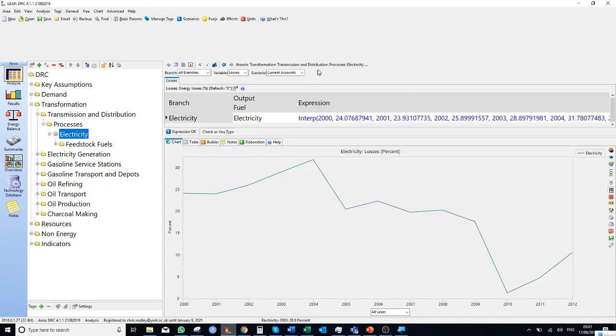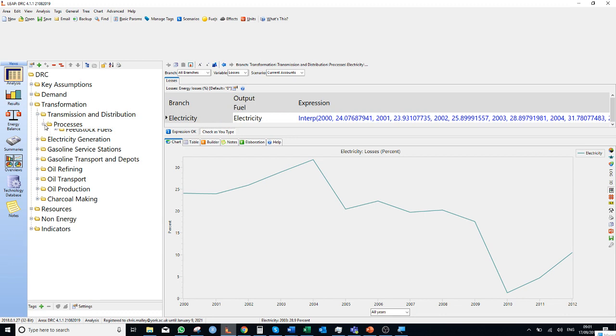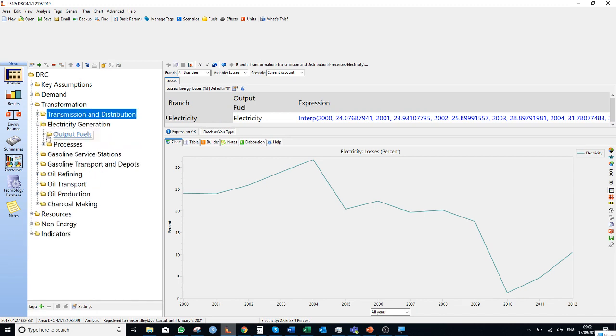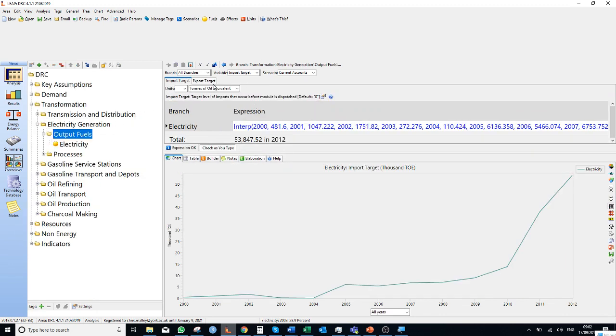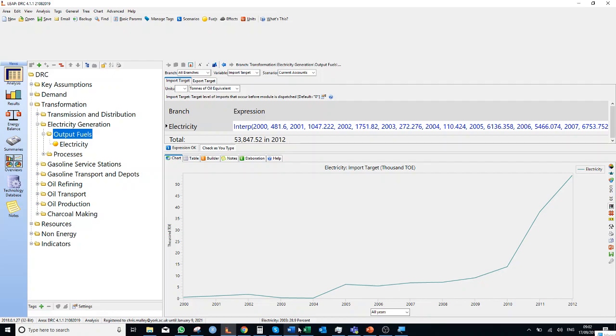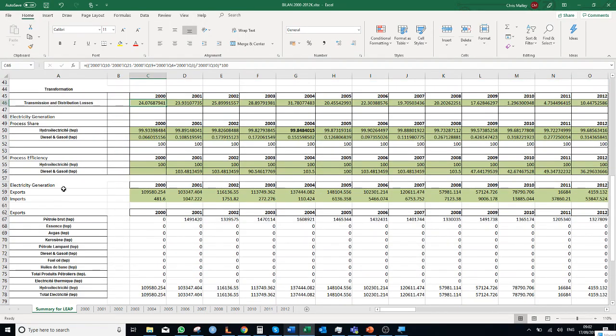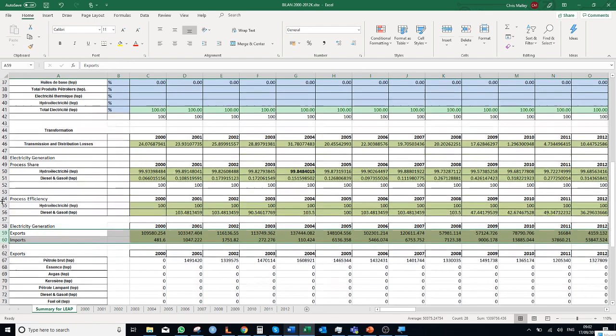So I've entered that, again copying and pasting into this expression. Then for our electricity generation, we don't put in directly how much electricity is consumed. We put in the amount imported and the amount exported, which I've taken directly from your energy balance. They've been entered directly here.